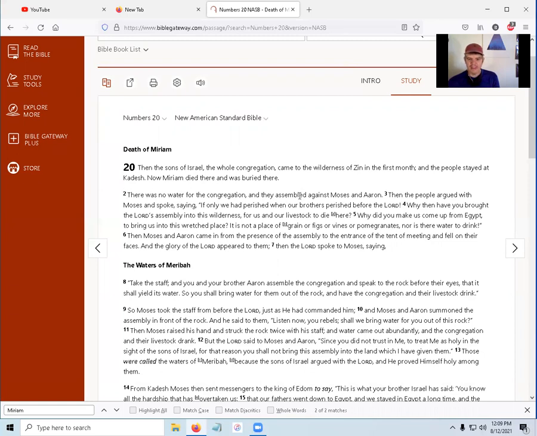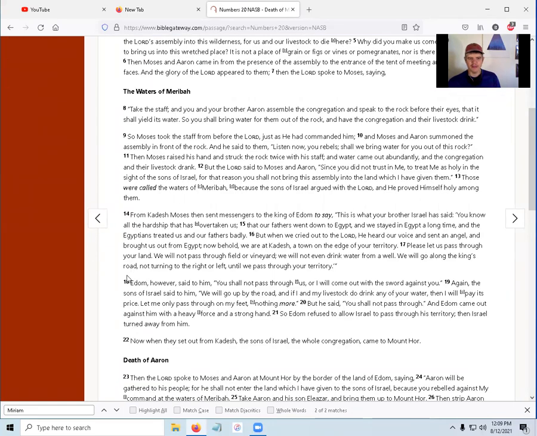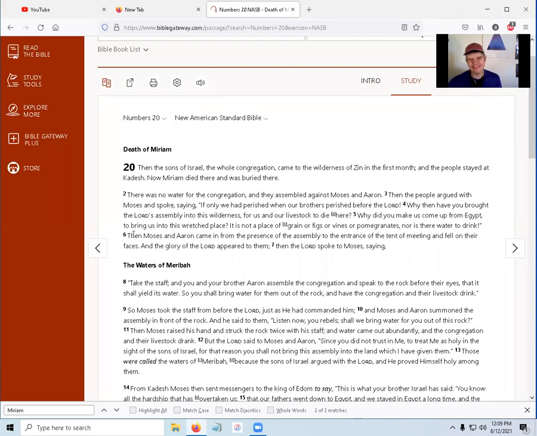They assembled against Moses and Aaron. The people argue with Moses. Why have you brought us up? Why did you make us come up from Egypt? Then the Lord spoke to Moses. Why not call that the people grumble? I don't know. Probably because they'd have to have a title there, a title there, and a title there. But I really do think that really is a break. Anyway, that's what I'm saying. It's one verse, but it's a lot of information.